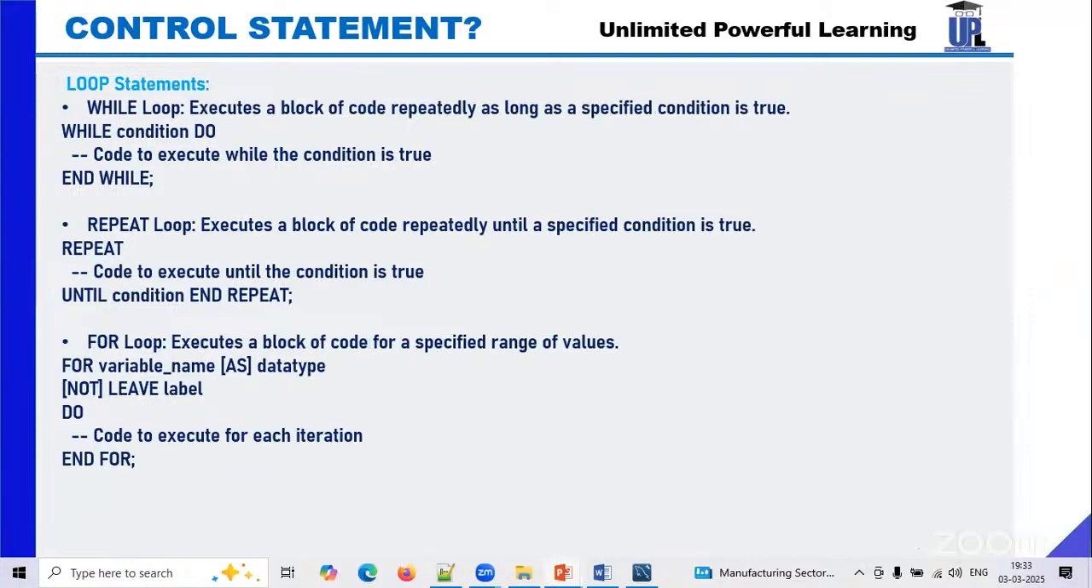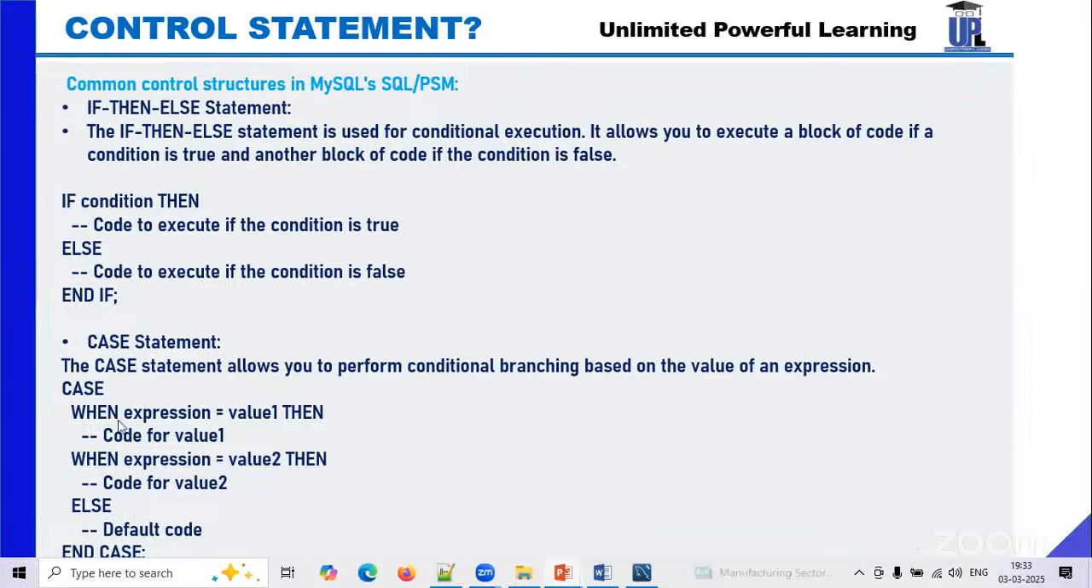And similarly, we have the while loop. If you want to write a block of code repeatedly as long as the specified condition is true: while condition do, then write the code here and end while. So that means we have understood the if else conditional construct. Then we have seen, similar to a switch statement, a case statement.